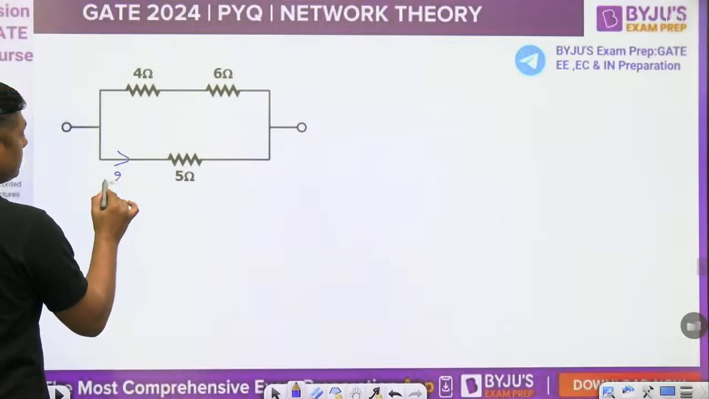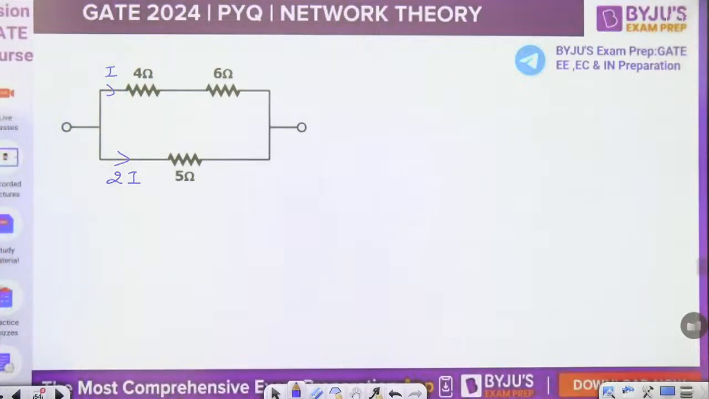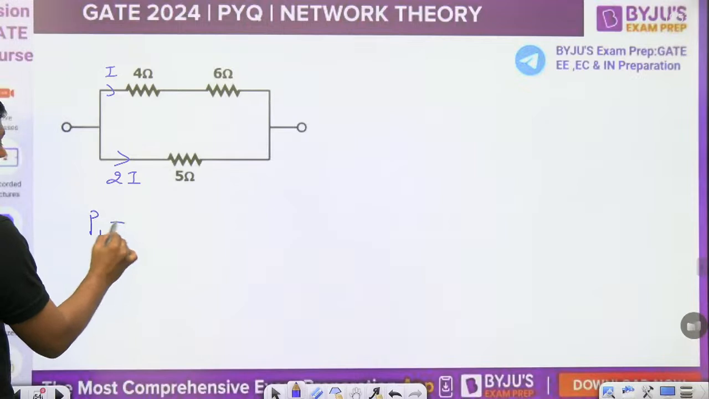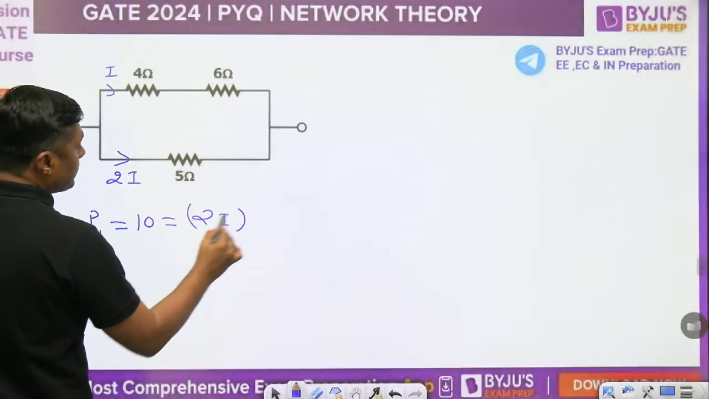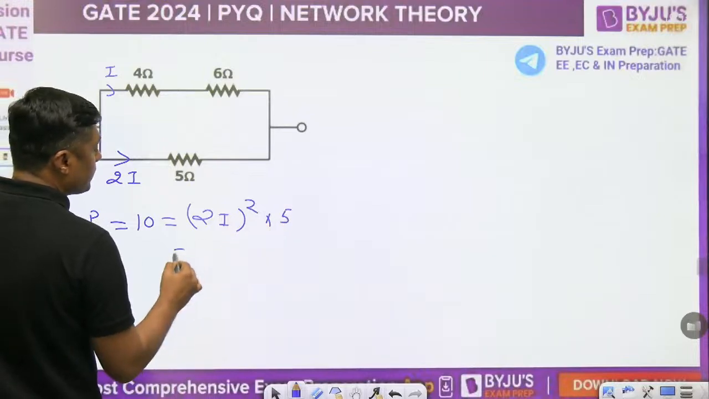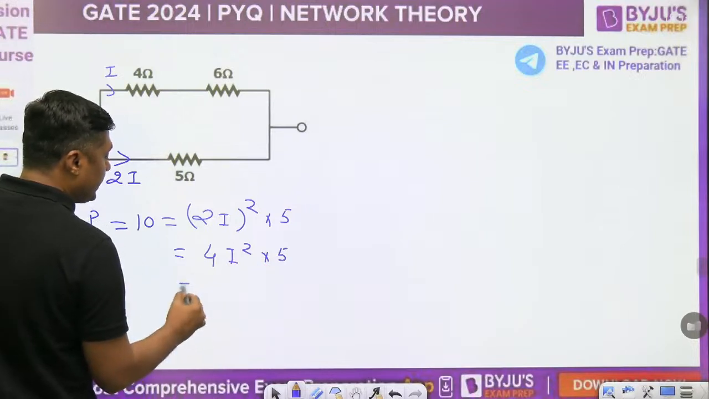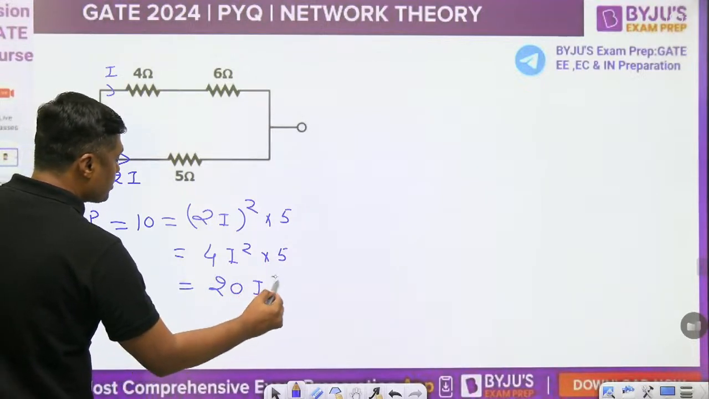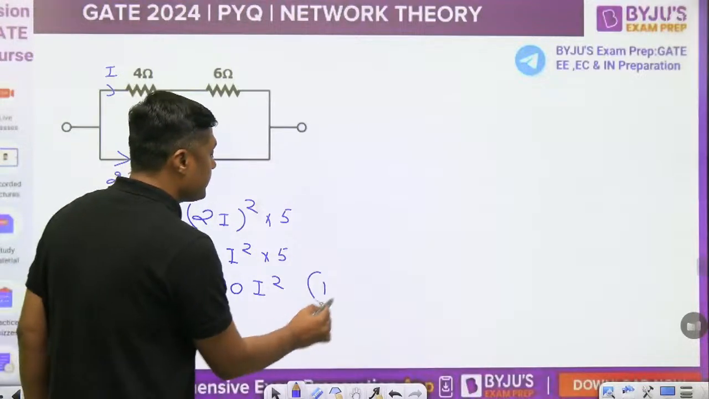This is 2I, this is I, right? Now, what is the P1? That is given as 10 calorie. 2I square into 5, then it will become 4I square into 5. That becomes 20 times I square, that is equal to 10. Okay, this is the first equation.